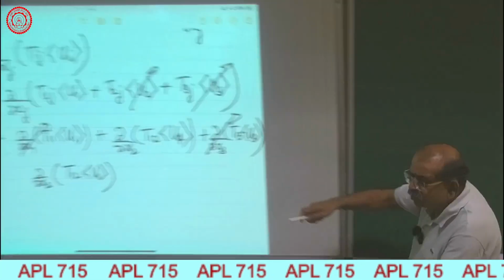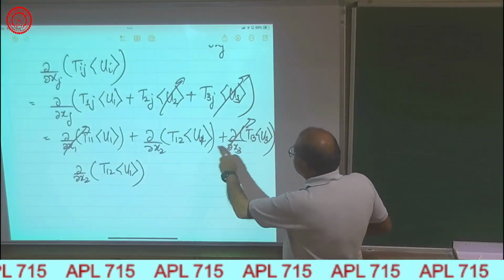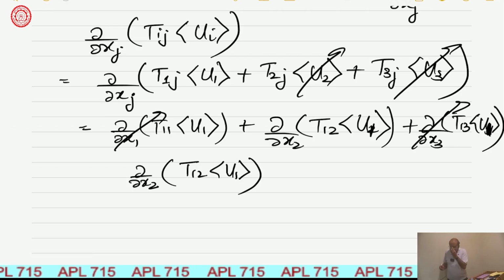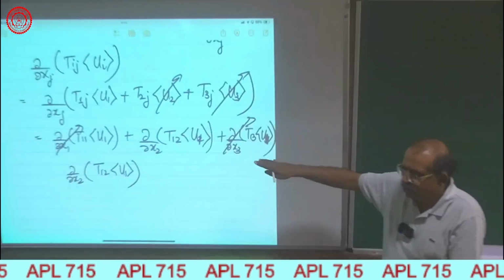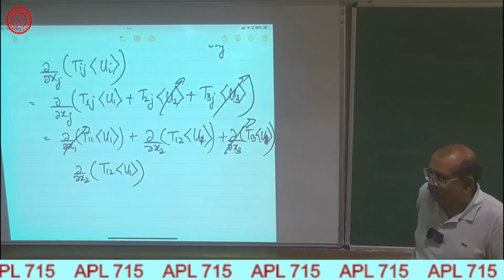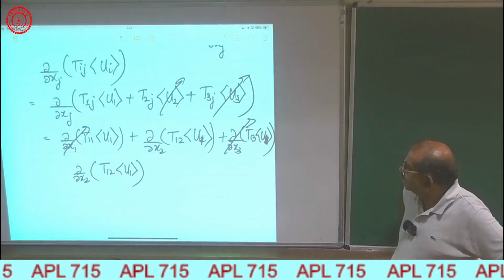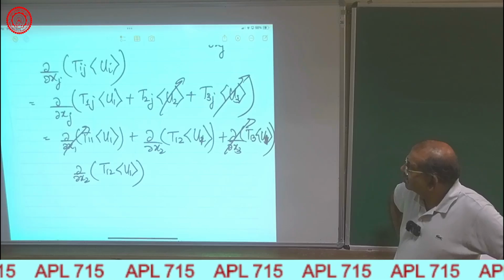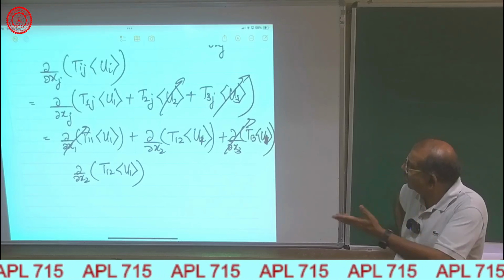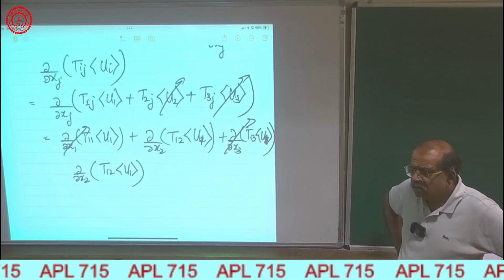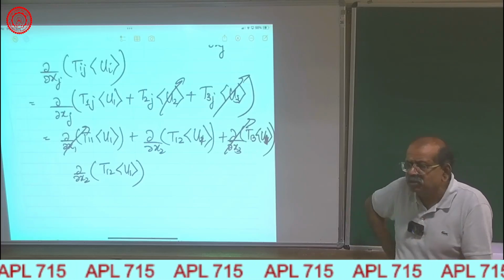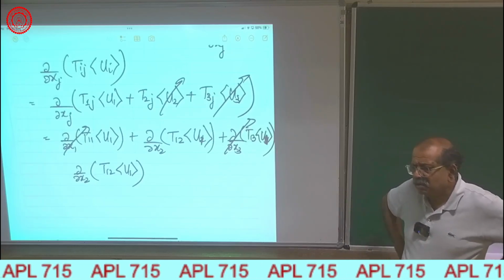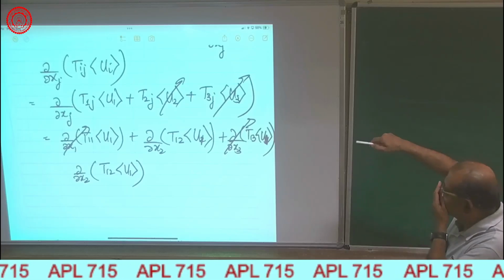It should be U1, not 0. So essentially it leads to this term. del xj of T11, yes. And what is T11? T11 consists of only mean quantities. Okay, so that's what you will get.